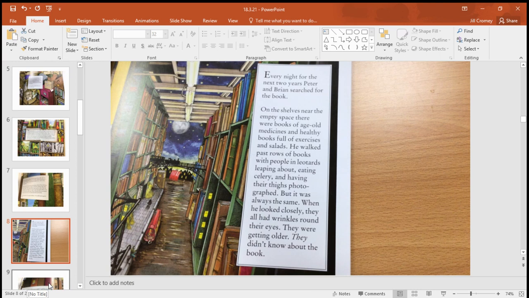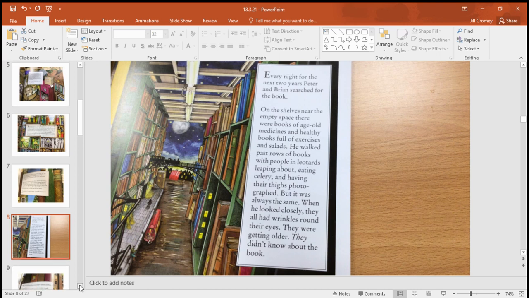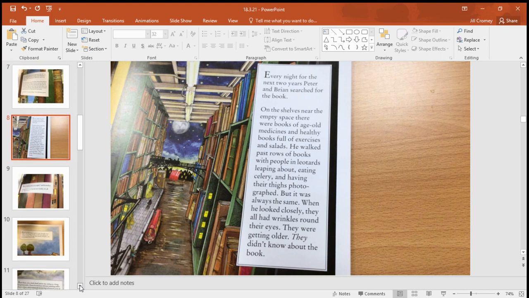Every night for the next 2 years, Peter and Brian searched for the book. On the shelves near the empty space, there were books of age-old medicines and healthy books full of exercises and salads. He walked past rows of books with people in leotards leaping about, eating celery and having their thighs photographed. But it was always the same. When he looked closely, they all had wrinkles round their eyes. They were getting older. They did not know about the book.